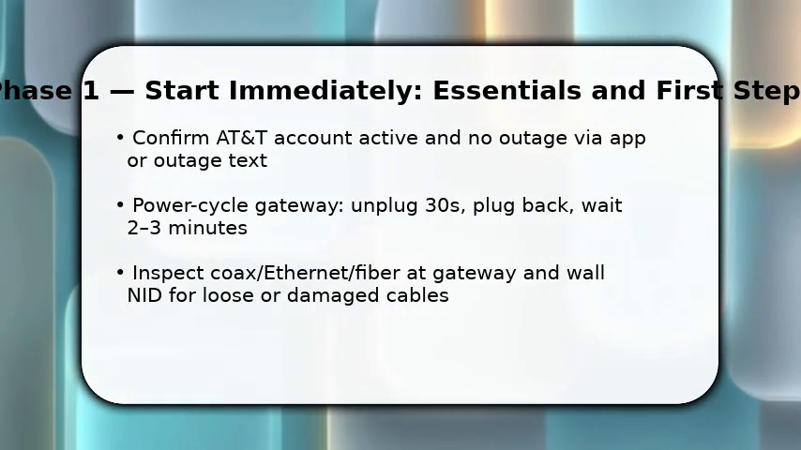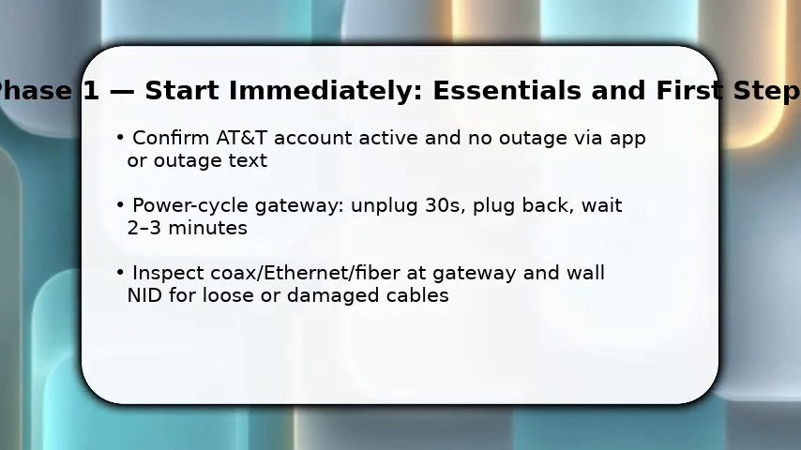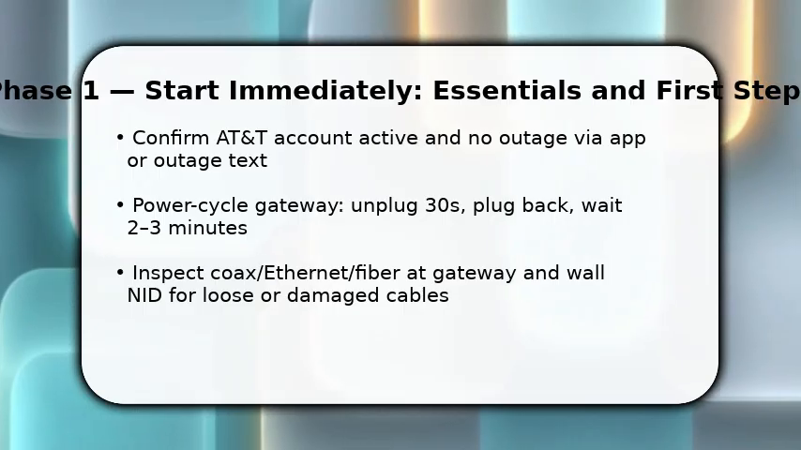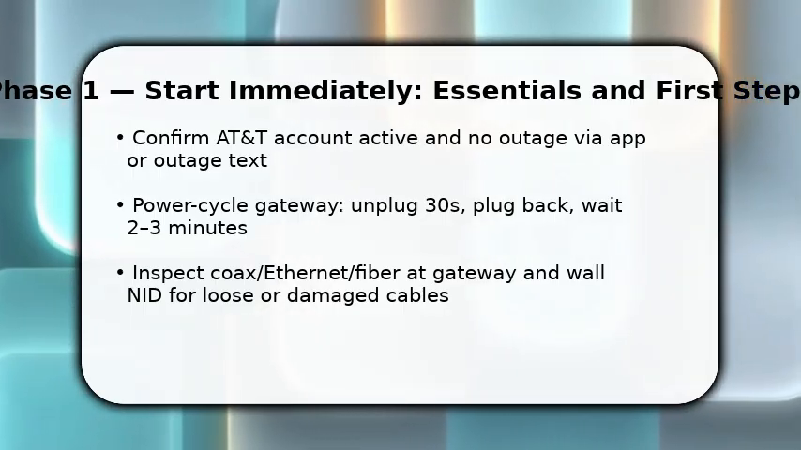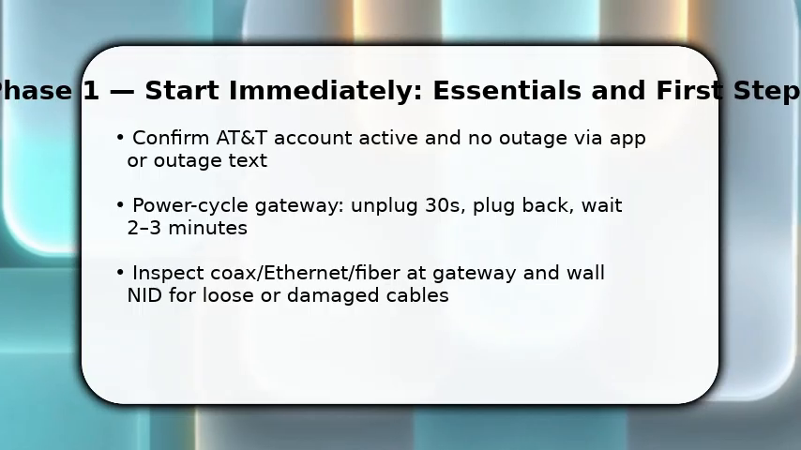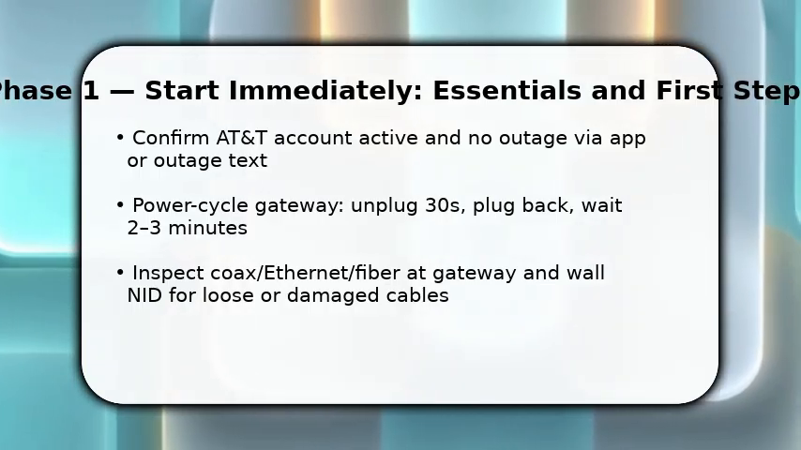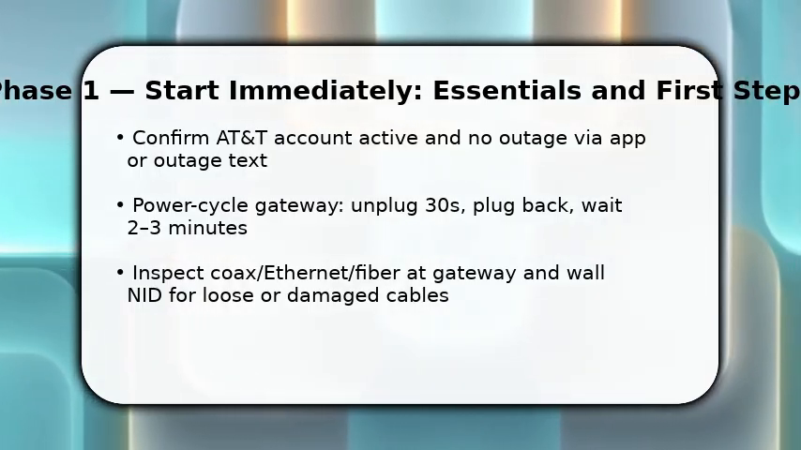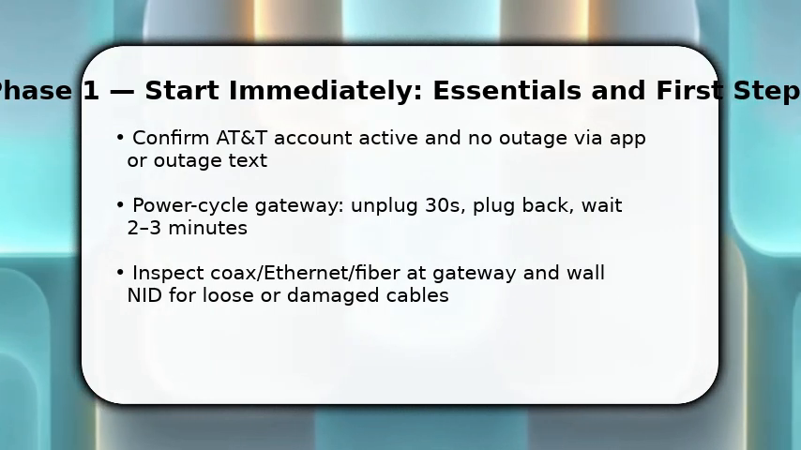Next, physically inspect coax, Ethernet or fiber connections from the wall NID to the gateway. Make sure connectors are snug and undamaged. Once done, note indicator lights. They tell you whether the gateway is syncing to AT&T, so you know if deeper steps are required.